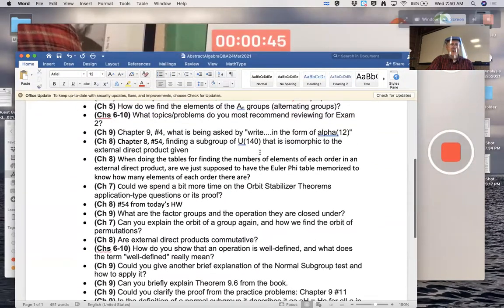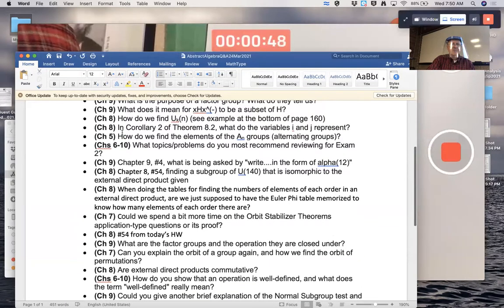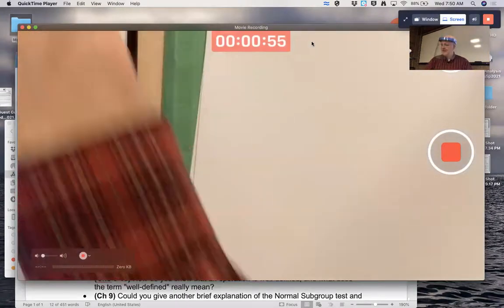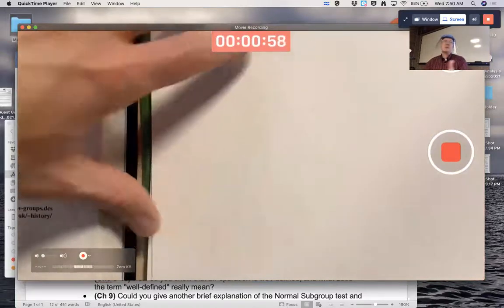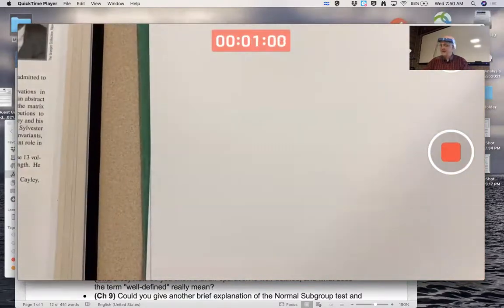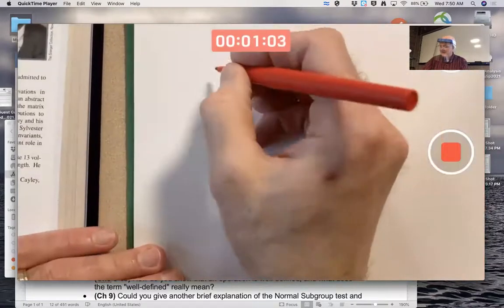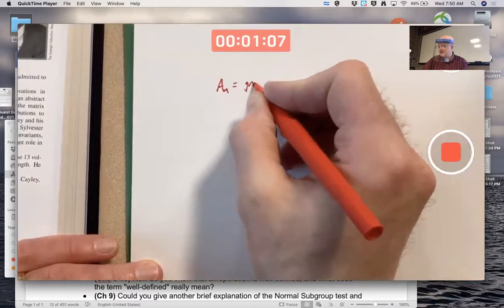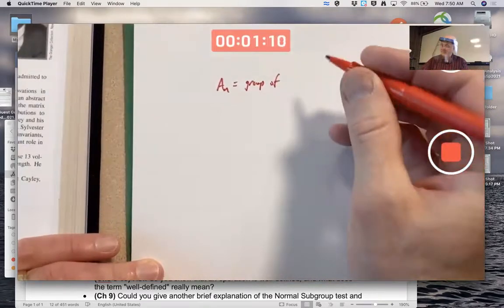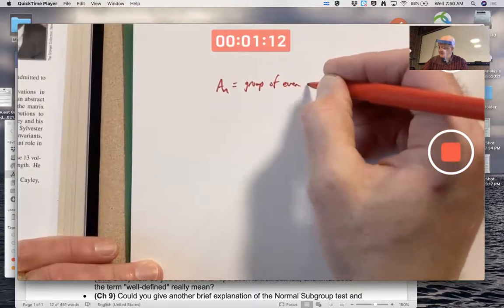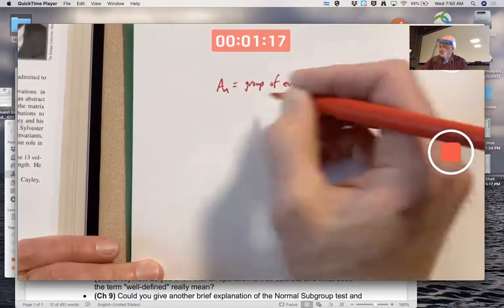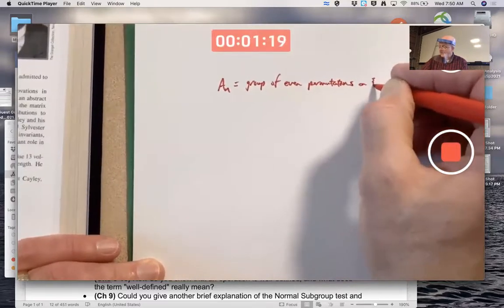There was, I think, a chapter 5 related question in here. Yeah, here we go. And that was, how do we determine the elements of the alternating groups? Well, to do that, you first of all have to recall what the definition of the alternating group is. A_n is the group of even permutations on the set 1 through n.